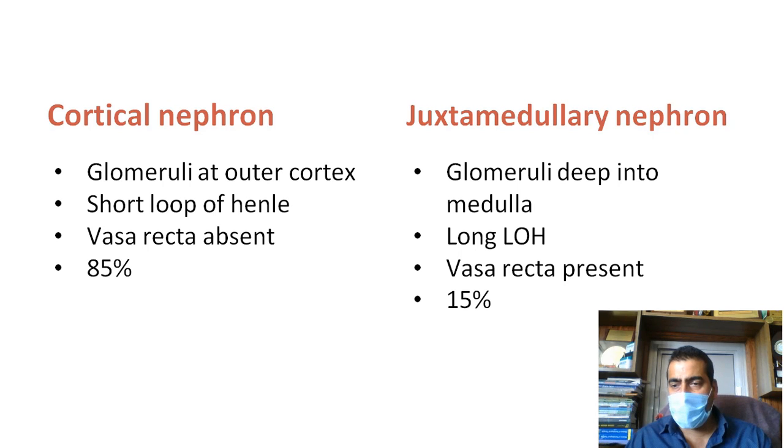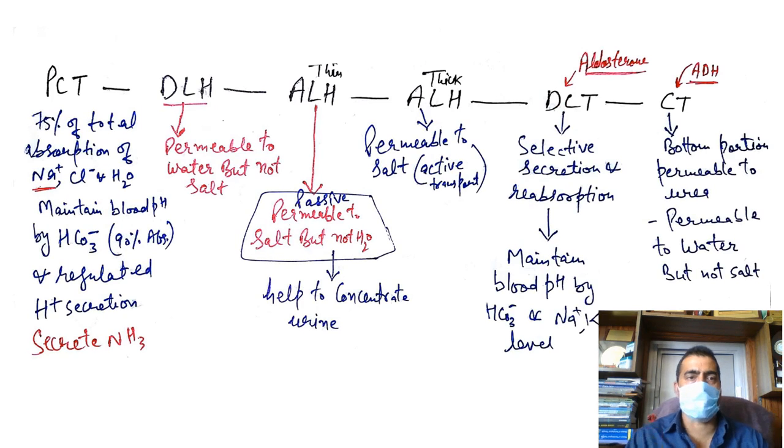Number one is the proximal convoluted tubule, then there is the loop of Henle, and then the distal convoluted tubule. And this is the short loop of Henle. The vasa recta is absent in the case of cortical nephrons. 80% of the whole nephron structure is made up of cortical nephrons. Then the juxtamedullary nephron has glomeruli deep in the medulla and a long loop of Henle. The vasa recta is present, which is absent in cortical nephrons, and it makes up 15% of the total nephron structure. So you see the structure and function of the most important parts of the nephron.